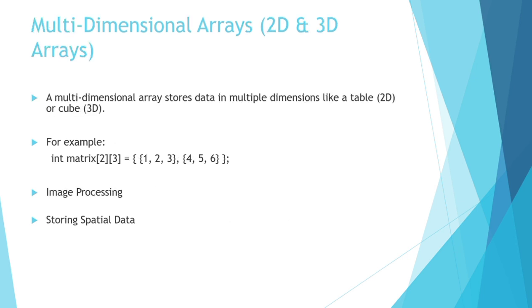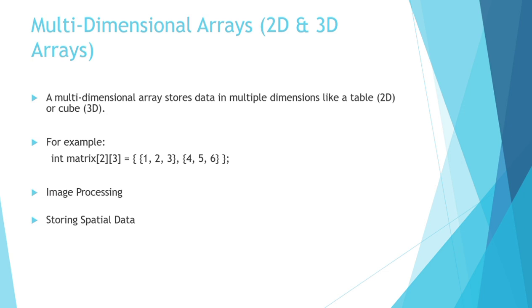A multi-dimensional array extends the concept of one-dimensional arrays by allowing data to be stored in multiple dimensions. The most common form is a two-dimensional array, which can be visualized as a table with rows and columns. A three-dimensional array adds another layer, forming a cube-like structure. The syntax for declaring a two-dimensional array is int matrix[2][3] = {{1, 2, 3}, {4, 5, 6}}. Here, the array matrix contains 2 rows and 3 columns.